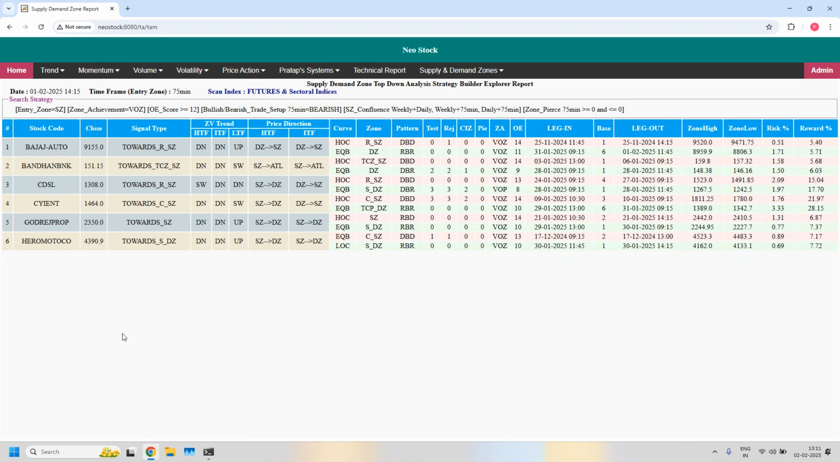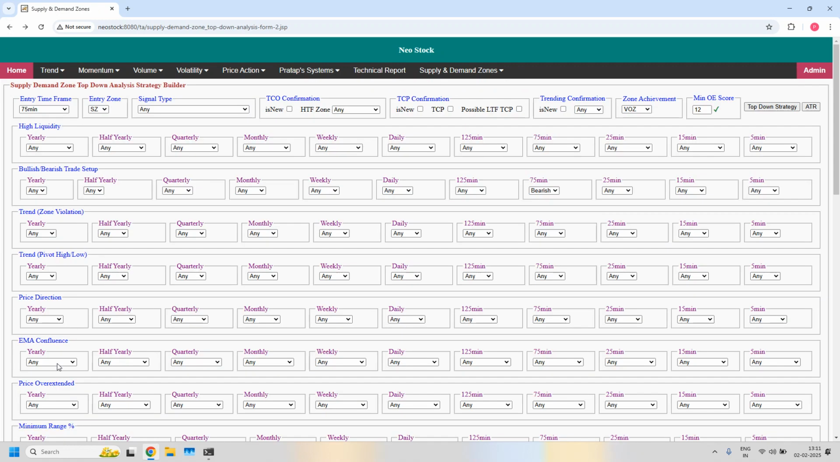If they are having weekly EMA confluence, weekly supply zone with weekly EMA confluence, there could be even more high probability trade setup supported stocks. Let's verify. In the EMA confluence, weekly time frame, weekly supply zone having weekly EMA confluence. One stock is sideways, we will eliminate that. So in the trend, weekly time frame, I am setting downtrend. Because it is a bearish trade setup, the trend should be down, but not up or sideways.